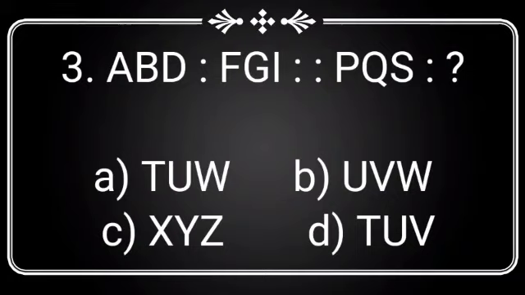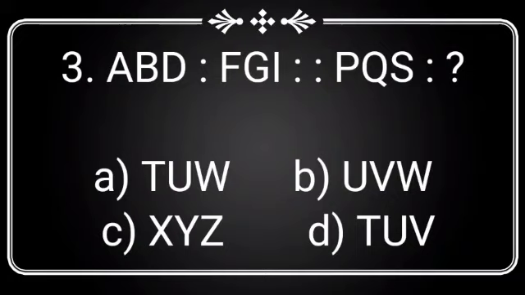Next, F, G, I. Here H is missing. F, G, H, I. Yes or no? Yes, like that. P, Q, S. Here R is missing. Okay, so what will the answer be?